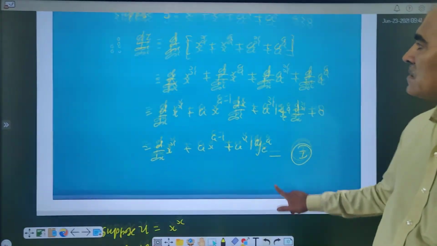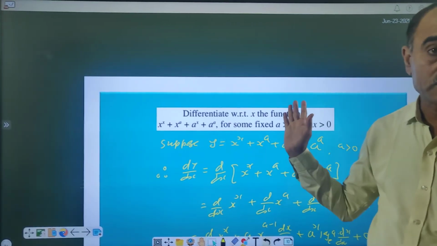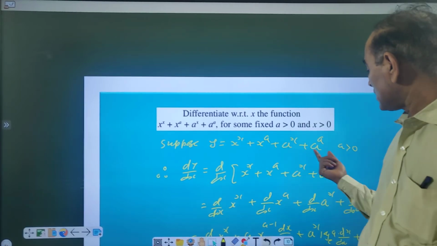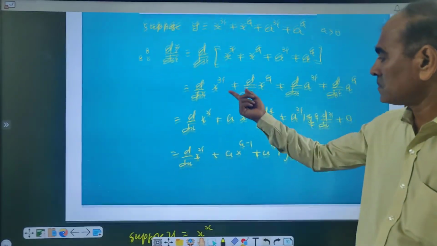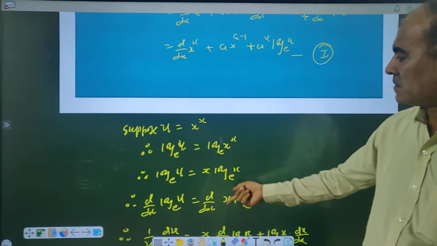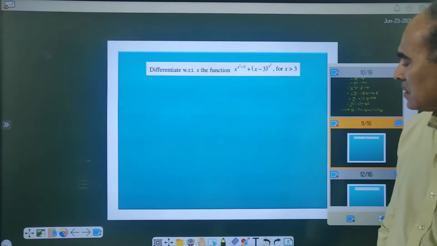In this way, we can differentiate it. Whatever functions are given, u, v, w, you can suppose them that way also. But this derivative, the remaining derivative exists, so we are taking this one as u. Okay? Yes. Next.